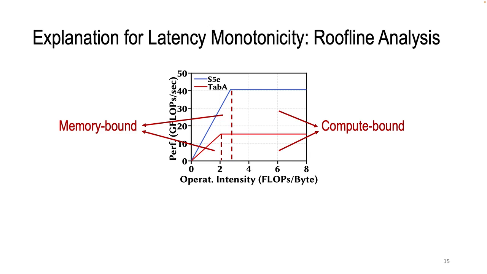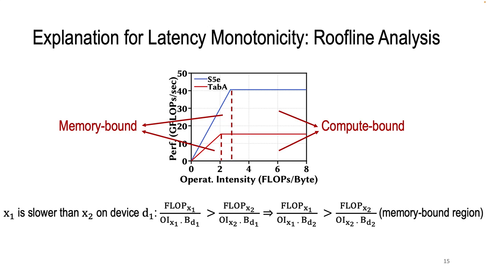Suppose we have two models X1 and X2 in the memory bound region of device D1, and X1 is slower than X2. Then we have the left side of the equation here, and then we multiply both sides by bandwidth of device D1 over device D2. Then this relationship also holds for device D2. That is, model X1 is also slower than model X2 on device D2.